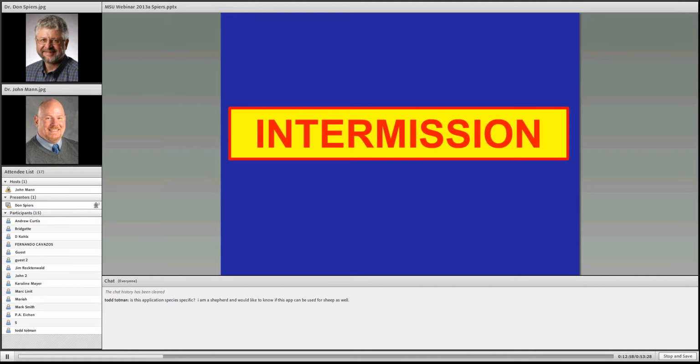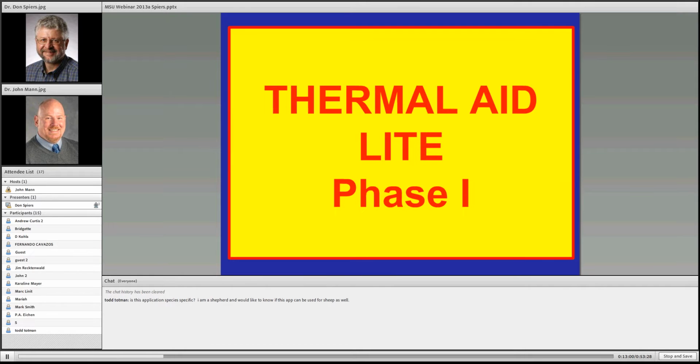Okay, so now we're into the second part of this presentation where we actually start to talk about what the app looks like. Now, I should say the app is not out there yet on the market. We hope to have it out within the month. Within the next 4 weeks, we hope to have it out there on the market. We're going to issue this, and we're calling this sort of Thermal Aid Lite, as a 99-cent app. And I'll explain to you the difference between Thermal Aid Lite and Thermal Aid Pro in just a little bit. Basically, what we're going to present is phase 1 of what we hope to accomplish in the long run.